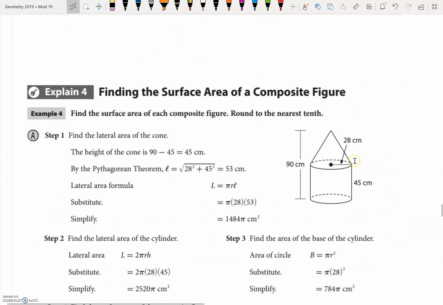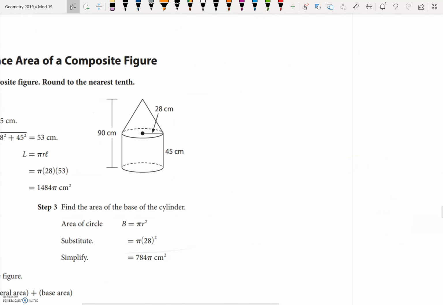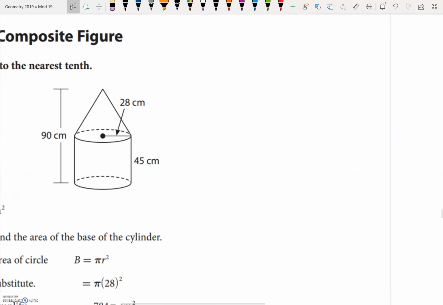All right, and the last thing we're going to do is the surface area of composite figures. So when we're trying to figure out the surface area of composite figures, we want to write down all of the surfaces that are being shown. So let's write down all of the surfaces that we're going to use.